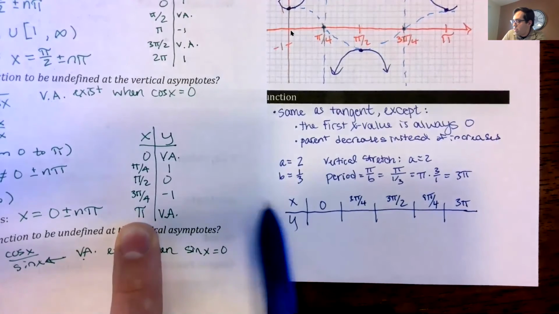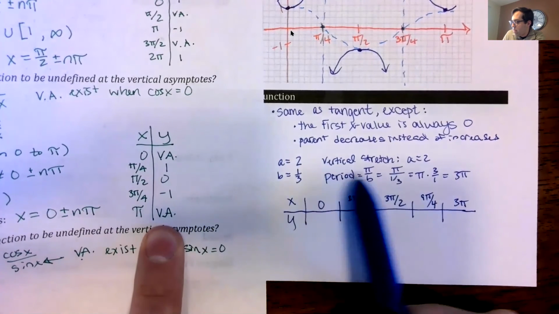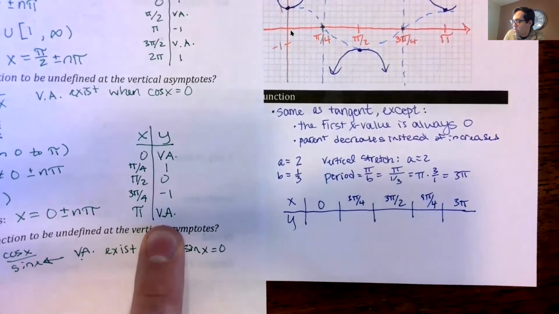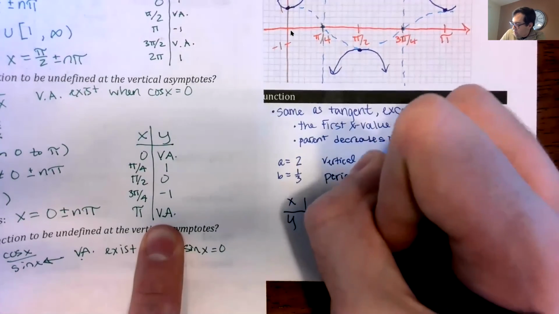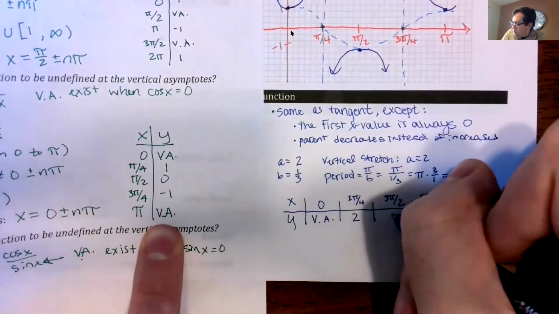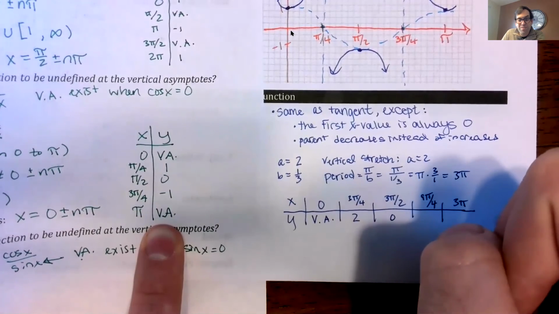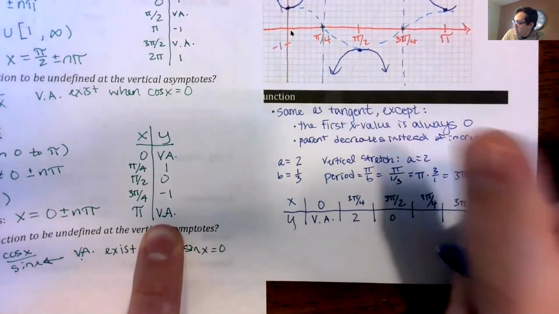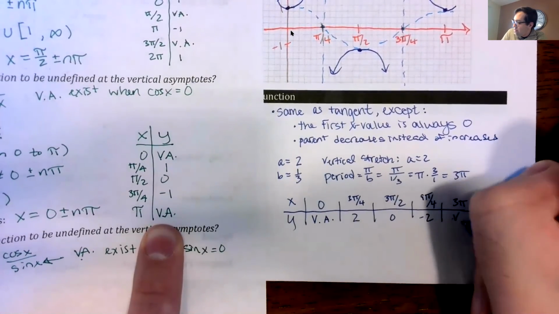Now we need y values. So we take the original and we multiply them by the a. So our a is 2 this time. So first we're going to have the vertical asymptote. 1 times 2 is 2. 0 times 2 is 0. Negative 1 times 2 is -2. And then we have the vertical asymptote again.